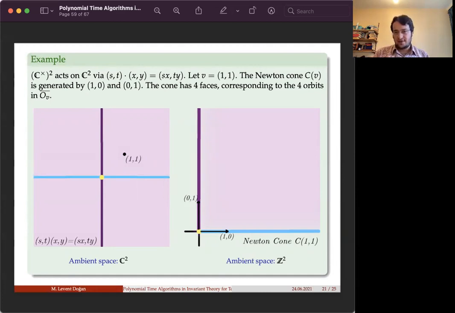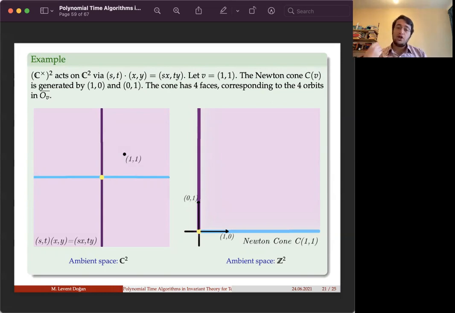Consider this rank 2 scaling. We have s, we have t. The first coordinate is multiplied with s, the second is multiplied with t, and then let's take the vector (1, 1). On the left, we have the vector space, and there are 4 orbits. The pink region is a 2-dimensional orbit, and then there are 3 orbits in its closure: the x-axis, the y-axis, and 0.